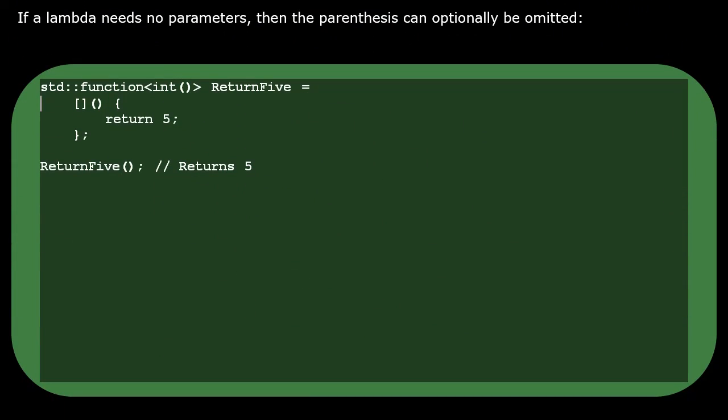If a lambda isn't going to have any parameters, then you could either write empty parentheses, or you could omit those parentheses symbols.